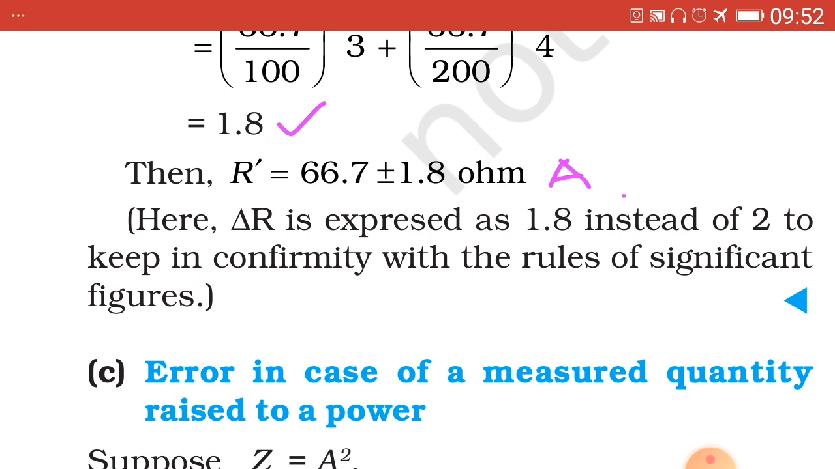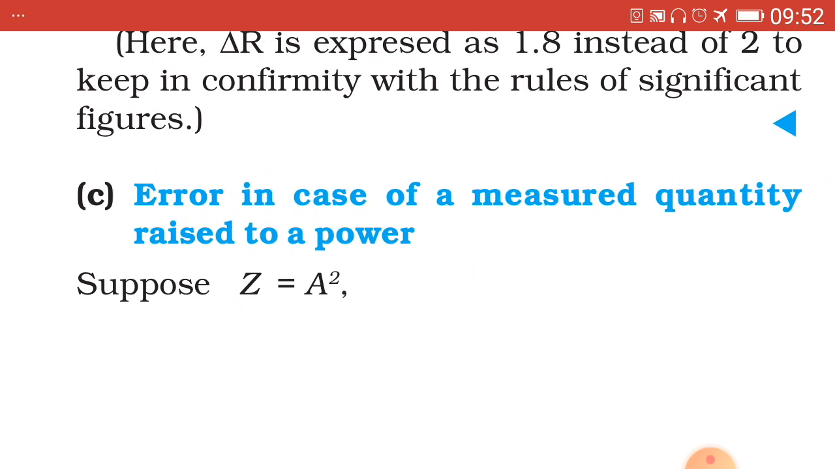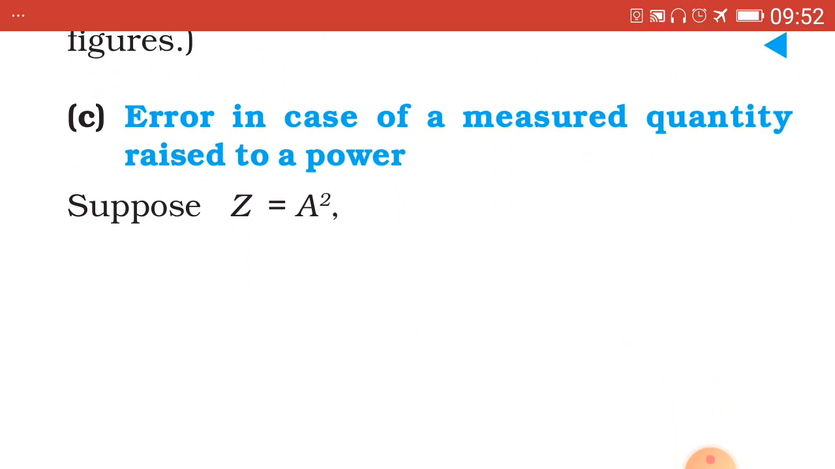Now C part, which is another rule of combination of errors.